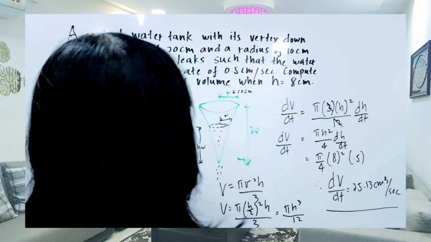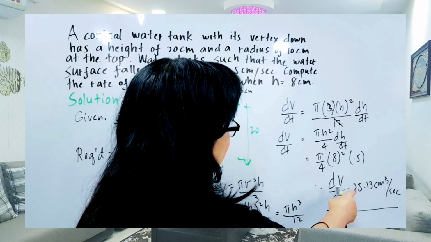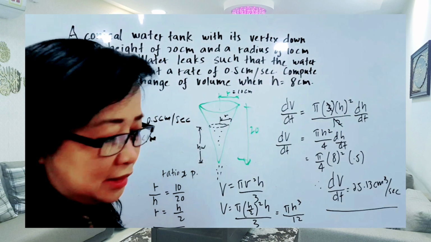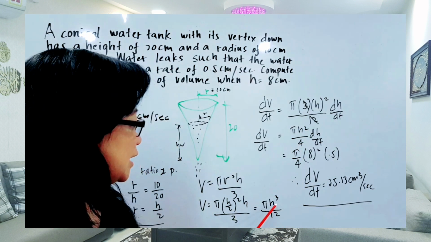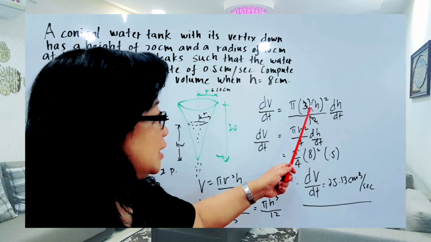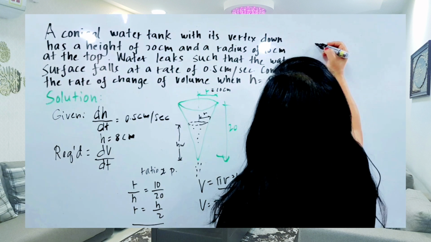Yun ang hinahanap natin, the rate of change of volume with respect to the time, which is equal to 25.13 cm cubed. Gusto ko lang i-explain kung bakit ang h cubed dito naging 3h squared. Ginagamitan kasi yan ng power rule.